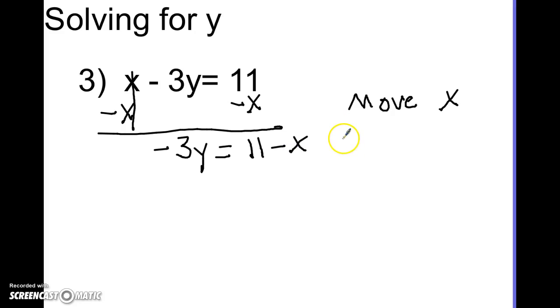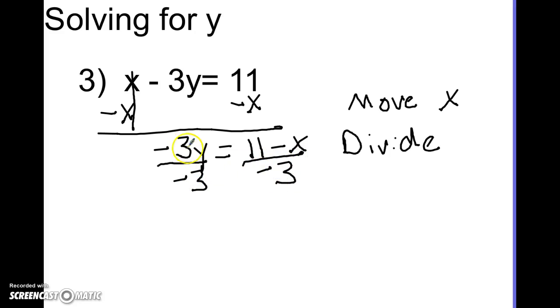Our next step in this problem is to divide. So we're getting rid of negative 3. We're dividing by negative 3 on the left. We're dividing by negative 3 on the right. That gets rid of the negative 3. We've isolated y, and on the other side we have 11 minus x over negative 3, and we can't divide either one of those by negative 3, so we can leave that like that.